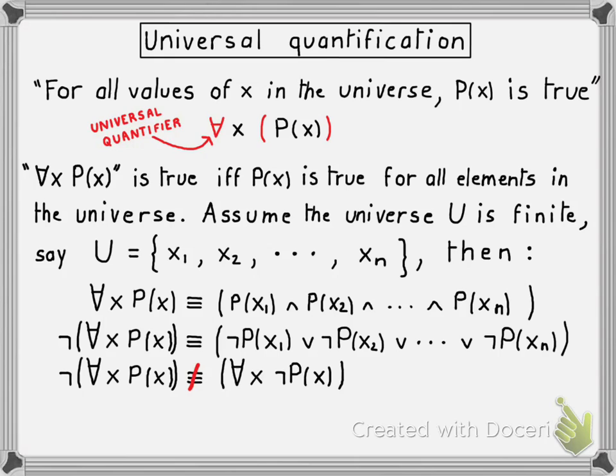So in general, the reason they are not logically equivalent is because they mean two different things. This one is saying it's not the case that P of x is true for every element in the universe, whereas this one says it is the case that for every element in the universe, P is false.